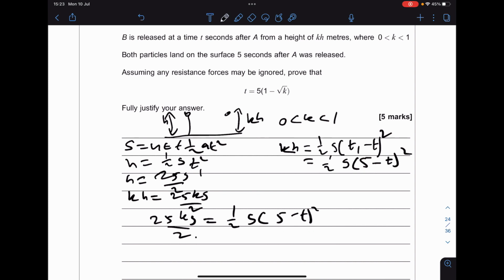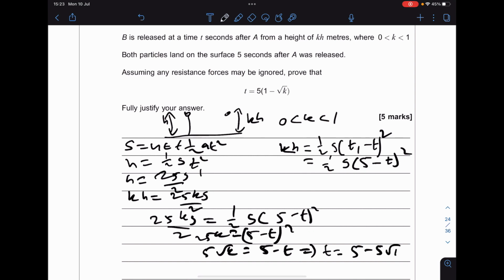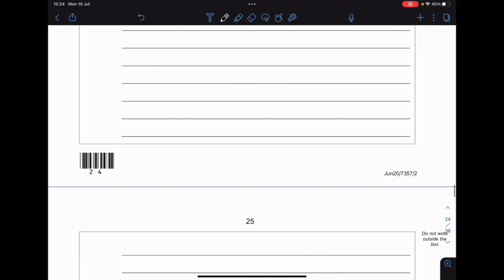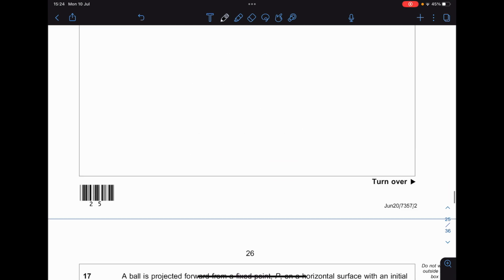So we've got 25k is (5 minus t) all squared. So that's going to be 5 root k is 5 minus t. It's going to be positive, remember. So t is going to be 5 minus 5 root k. But I can just factor a 5 out of that, and that's going to get me 1 minus root k. Lovely. We're almost there.